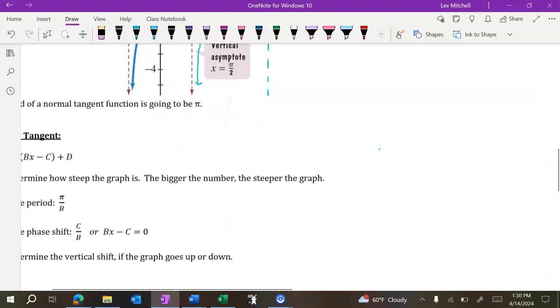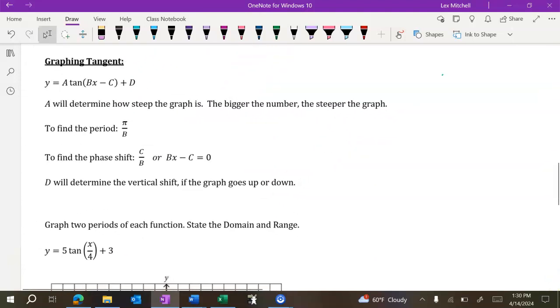So let's look at these transformations. What's super nice about tangent is all of those transformations affect tangent pretty much the same way. So A is again going to be in front of tangent, that's your amplitude, it is always positive, and it's going to determine how steep that graph is in the middle. For the period, it's still pi over b, it's no longer 2 pi over b because the period of tangent is just pi. So we're going to be doing pi over b.